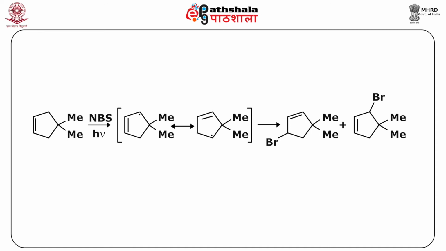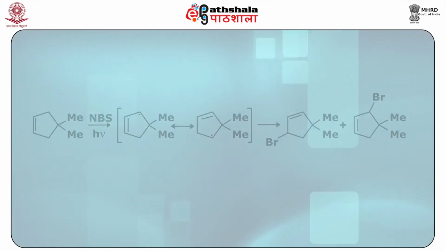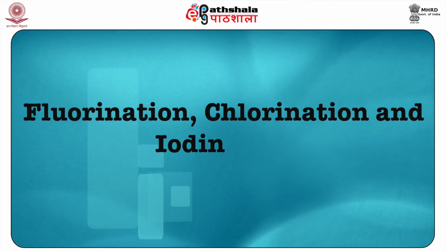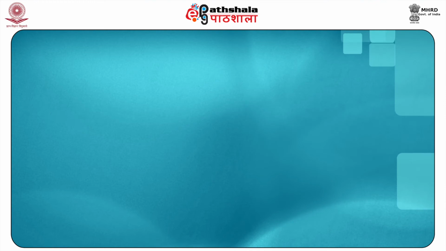Which undergoes resonance stabilization, and as a result the bromo product could be formed at the ortho position to the 2-methyl substituted carbon atom or at the meta position to the 2-methyl substituted carbon atom, and this is what we see in both the products obtained in the given reaction. Fluorination, chlorination and iodination.